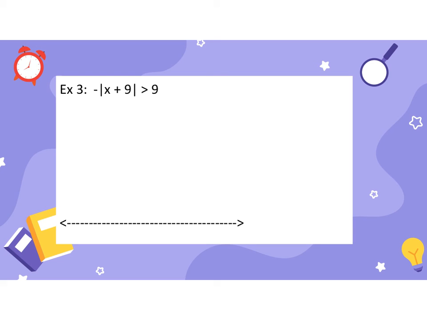So number 3, am I isolated yet? No, I'm not. What do I need to get rid of? I have an imaginary negative 1 out here, right? I have that negative sign. So I need to divide by negative 1. And when I do that, I end up with x plus 9, absolute value, flip that sign, 9 divided by negative 1, negative 9. I'm isolated, and I've got a negative number over here.